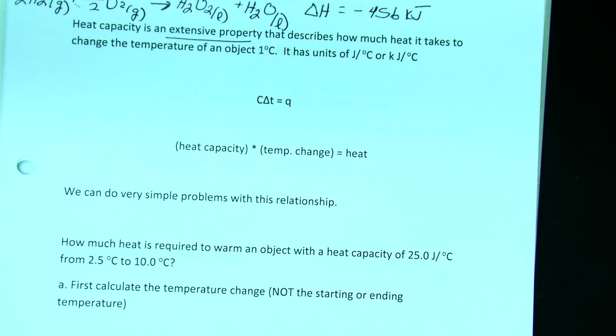And it tells us how much heat it takes to change the temperature of that object 1 degree C. We usually have units of joules per degree C or kilojoules per degree C. You could also have calories per degree C. So if you think about how much heat would it take if I got out my blowtorch and started heating up this bench, we could calculate how much heat it took. But then if I get my chainsaw and saw this bench in half, it would take less heat to heat half the bench, right? So the heat capacity depends on the size.